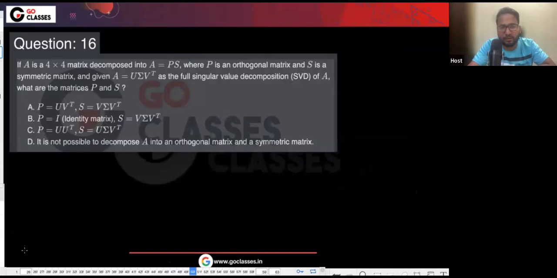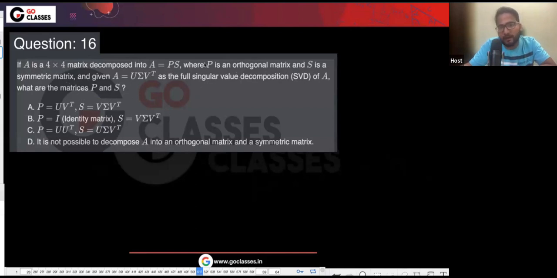Okay. Let's see question number 16. So what is the answer here? What they're saying is that let A be a 4 cross 4 matrix that has been decomposed something like this, where P is an orthonormal matrix and S is a symmetric matrix. The given A has a full SVD, where the P and S.